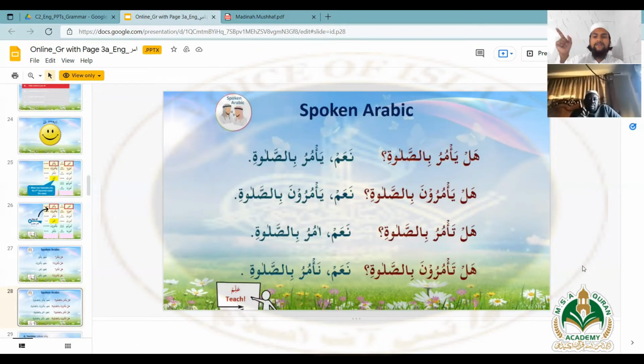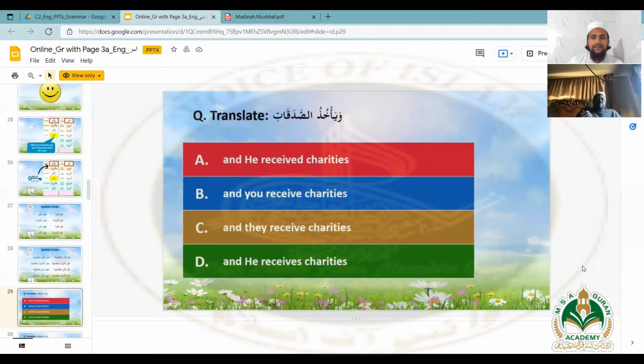Hal ya'muru bis salah? Does he order to perform salah? Nam ya'muru bis salat. Hal ya'muruna bis salah? Nam ya'muruna bis salat. Hal ta'muru bis salah? Nam a'muru bis salat. Hal ta'muruna bis salah? Nam na'muru bis salat. نعم نأمر بالصلاة ما شاء الله. Okay, ويأخذ الصدقات.